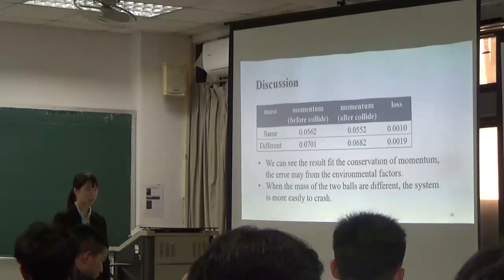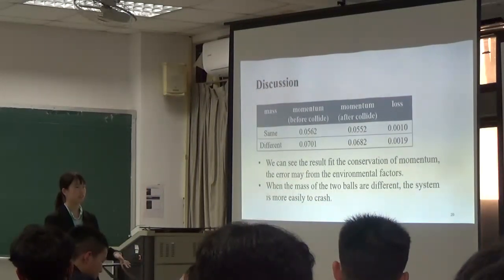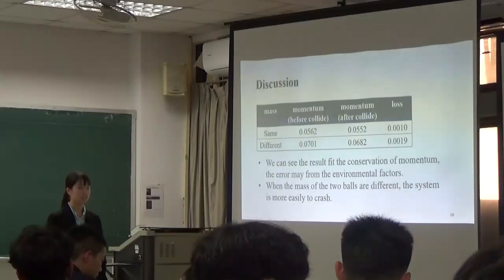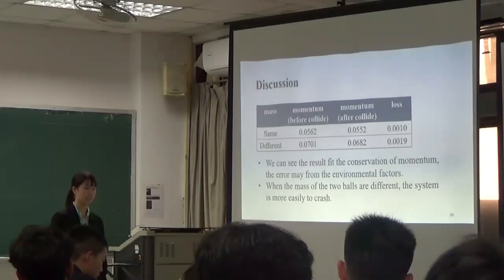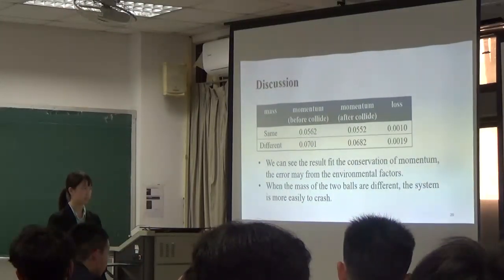Because after the collision, the velocities of the two balls are different, so the next time they won't meet at the same place at the same time. So the system is easily chaotic.